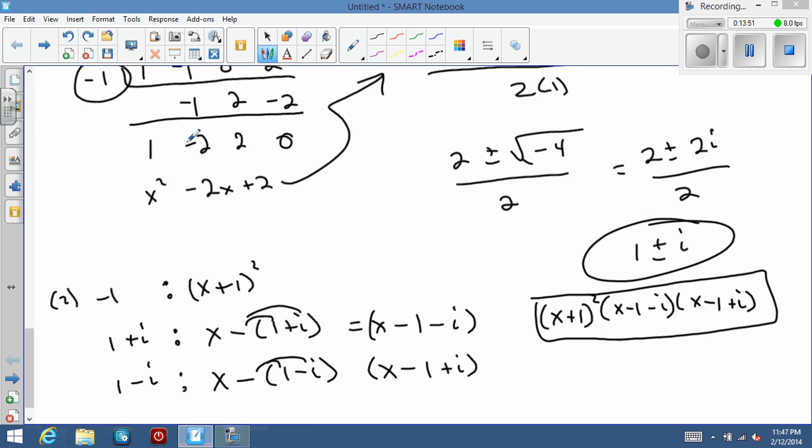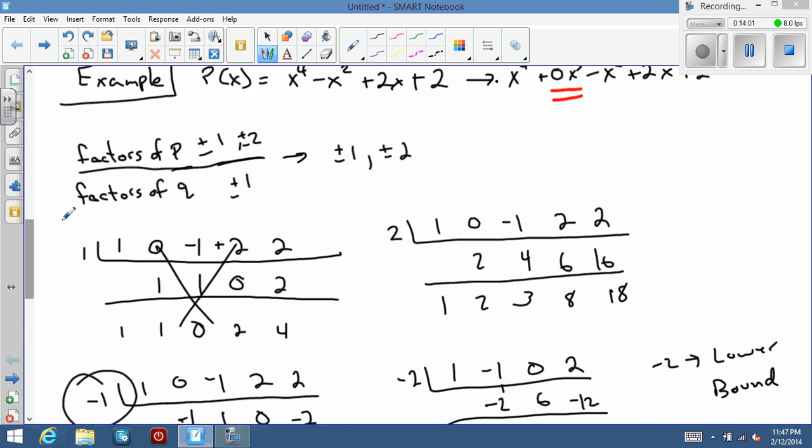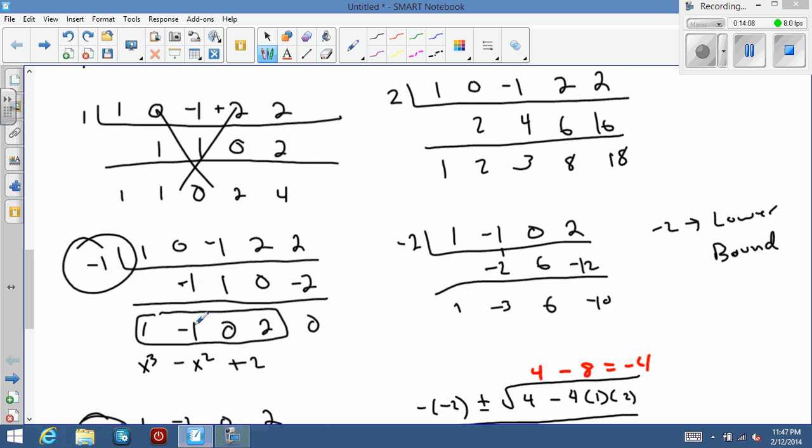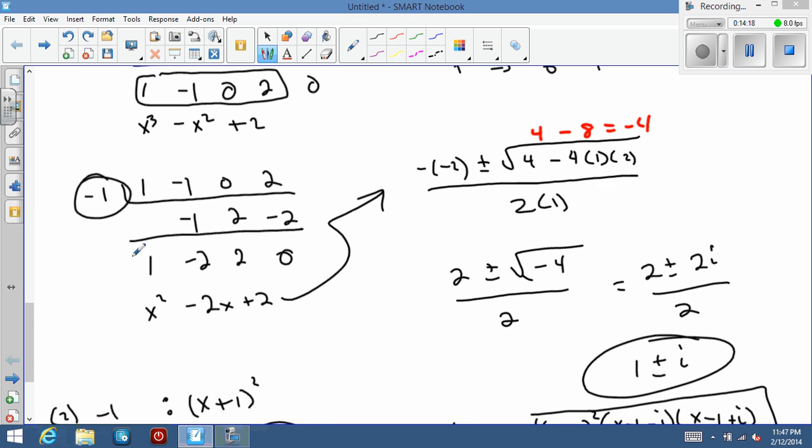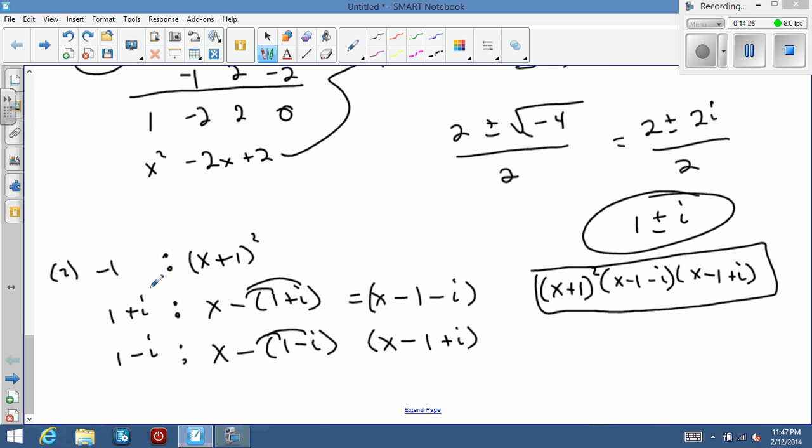My zeros were the two negative ones, the 1 plus i, and the 1 minus i. So as you can see from this problem, we broke this down by finding a 0. We broke that down to x cubed. And then the next time we tried any zeros, we used that new polynomial that was already broken down. And then when we found that 0, we got down to a quadratic, which then we could use other methods to find our zeros. Okay, and we're done.